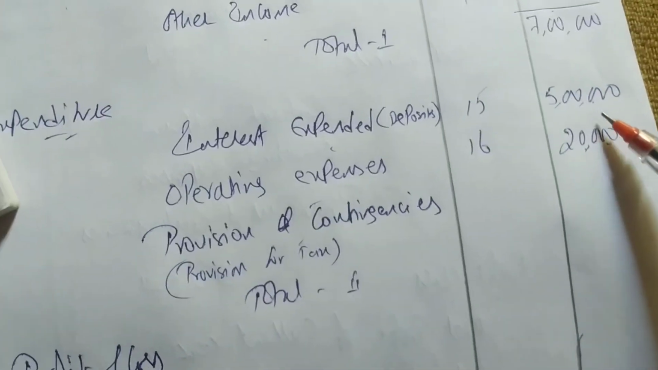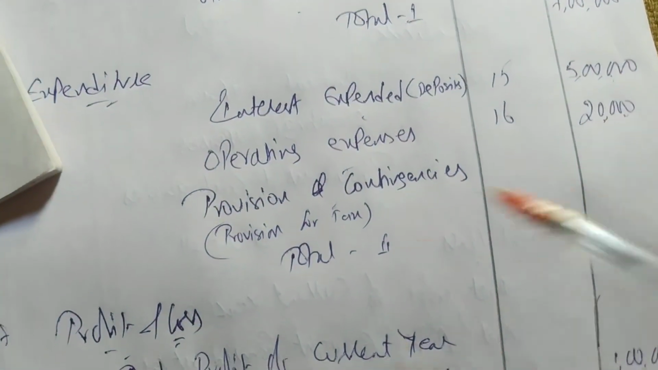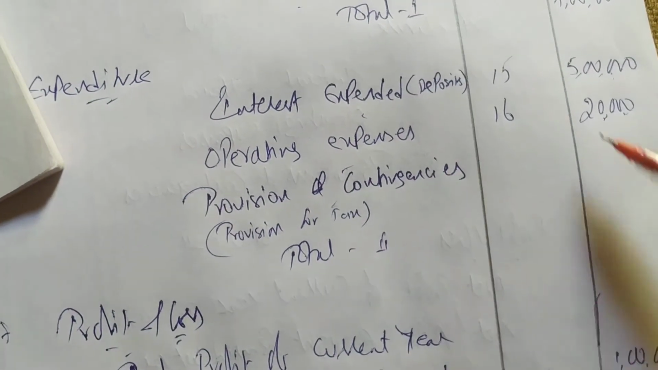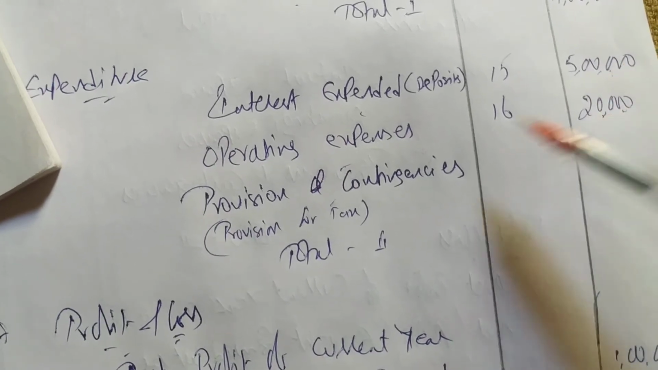Expenditure is how much? 5,20,000. 5 lakh plus 20, 5 lakh 20. We do not consider this provision and contingencies. We are having 5 lakh 20,000. This is expenditure. How to get profit before tax?